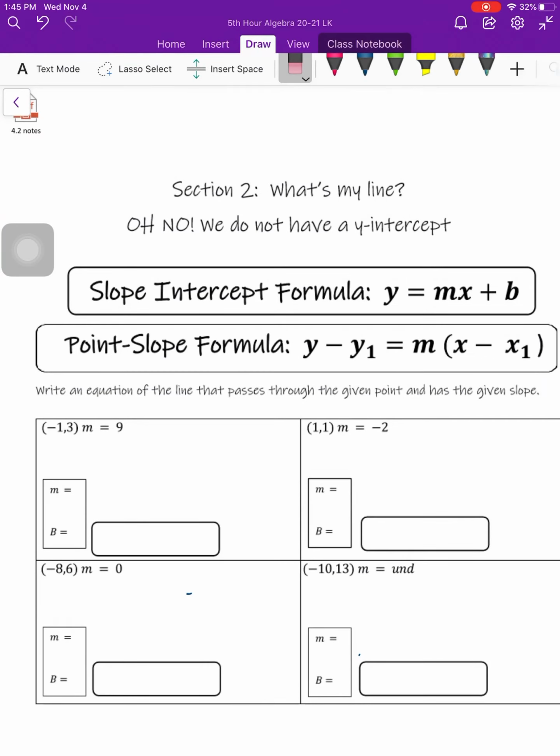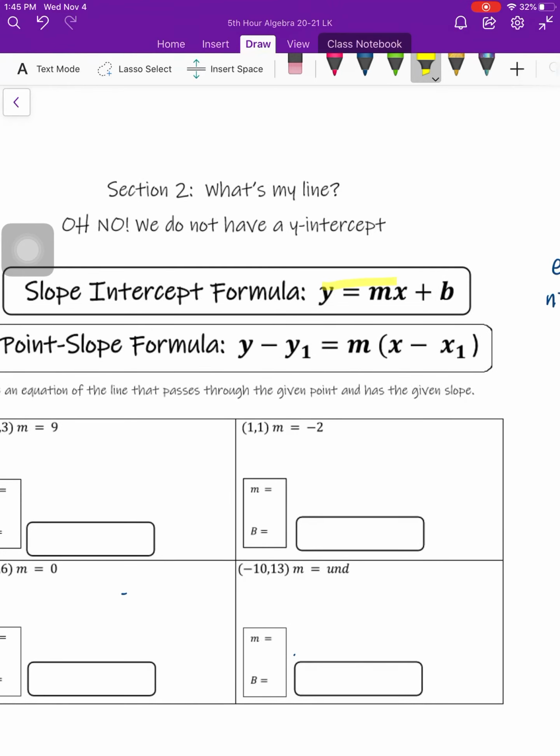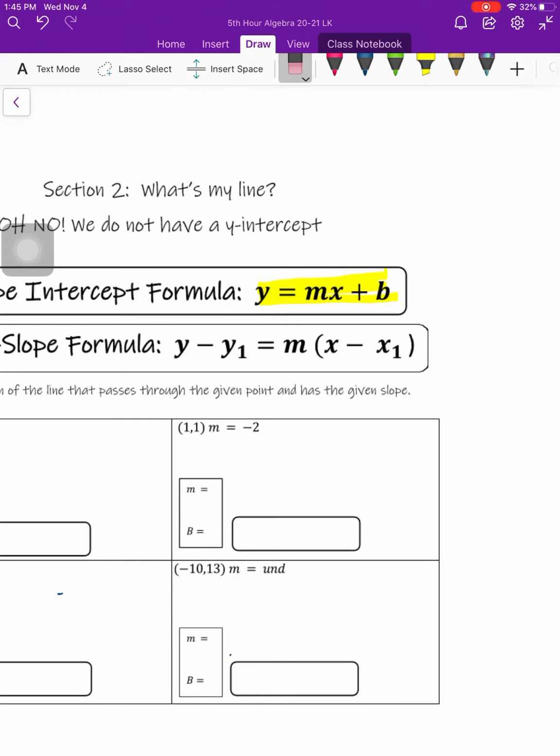Hi, Algebra. This is our second section in Chapter 4 of our notes, and we're going to focus on two formulas today. So one of them is the slope-intercept formula, and that should look familiar from pre-algebra. As a little reminder, in this formula, M represents our slope, and B represents our y-intercept, or where the line crosses the y-axis.